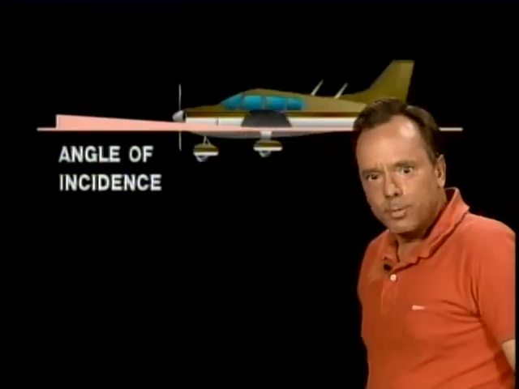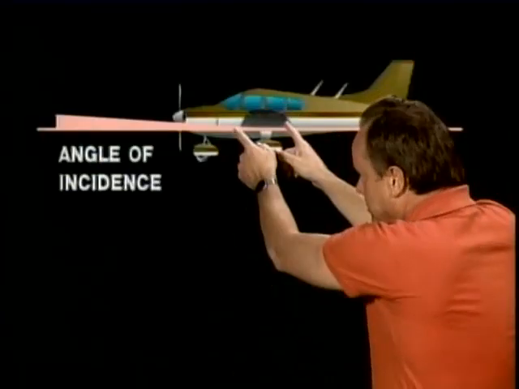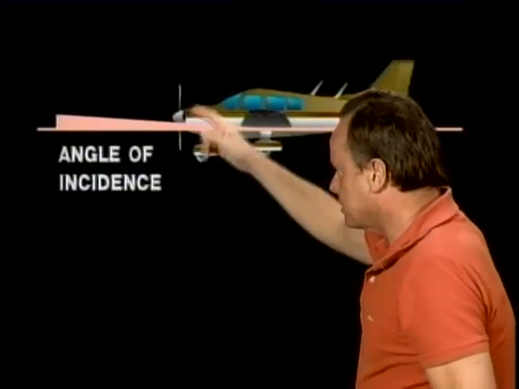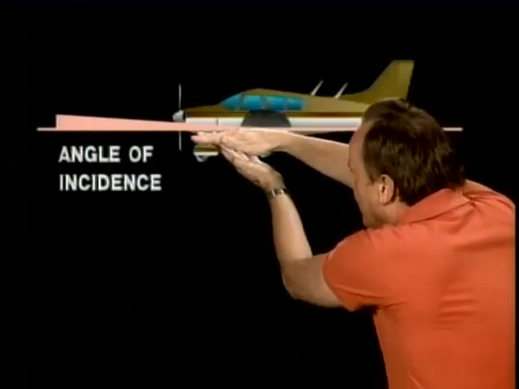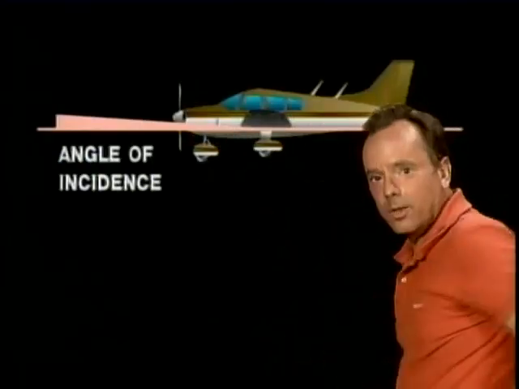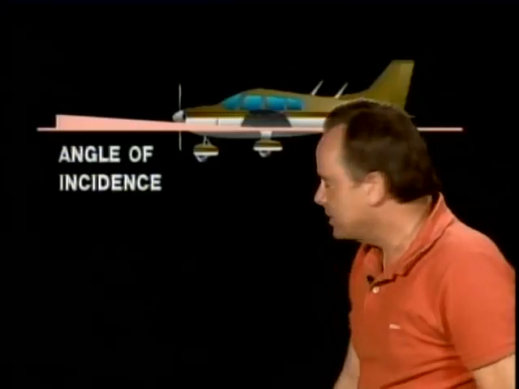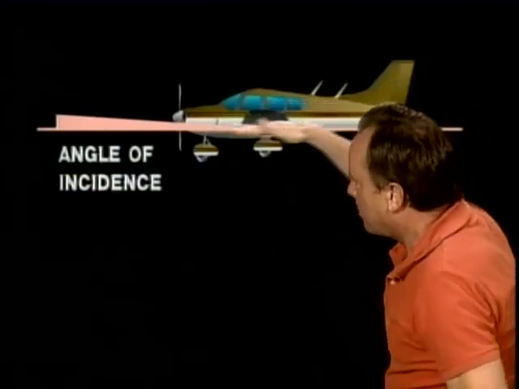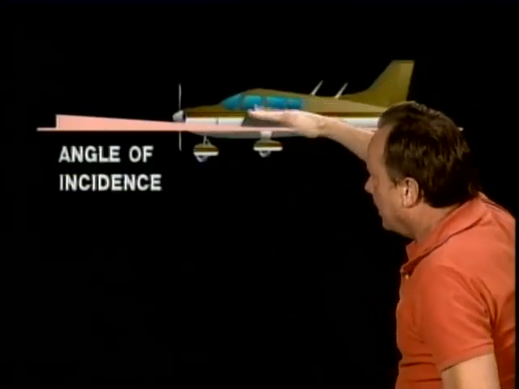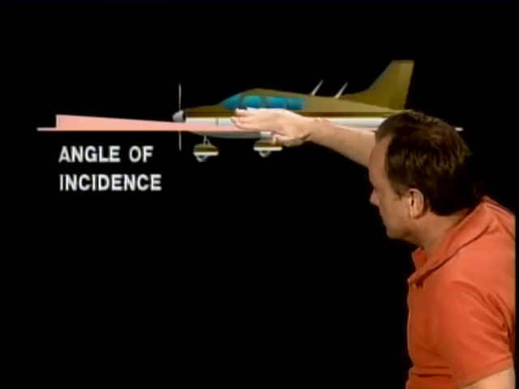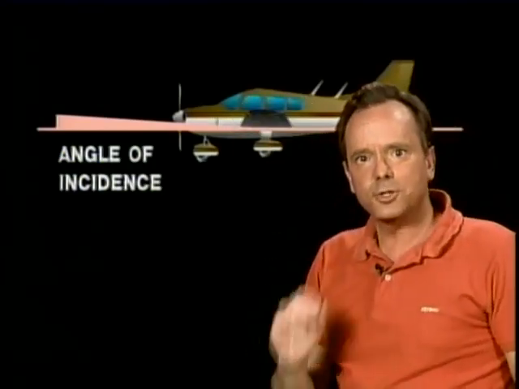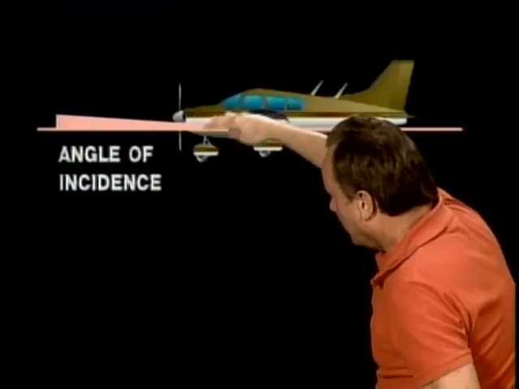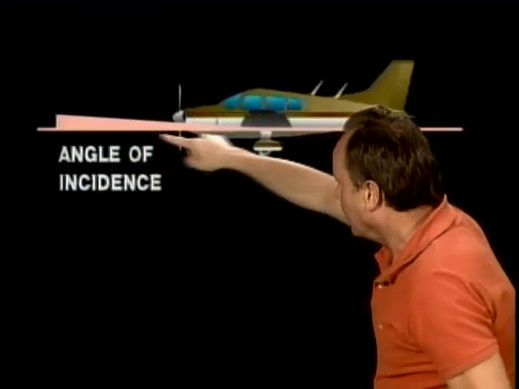And it's the angle between the chord line of the wing, that's the line that we talked about earlier from the leading edge to the trailing edge, or the trailing edge to the leading edge, and the longitudinal axis of the airplane. Now, the longitudinal axis of the airplane is essentially a line drawn from the rear of the airplane to the front of the airplane that passes through the center of gravity, and the airplane rolls about that longitudinal axis. The angle of incidence tells you how the wing is bolted onto the aircraft, and it's the angle between the chord line of the wing and that longitudinal axis.